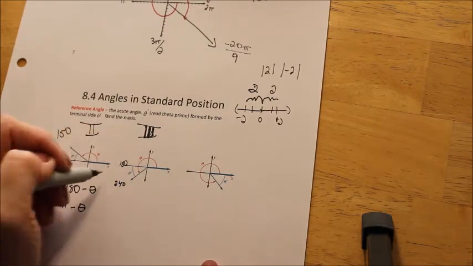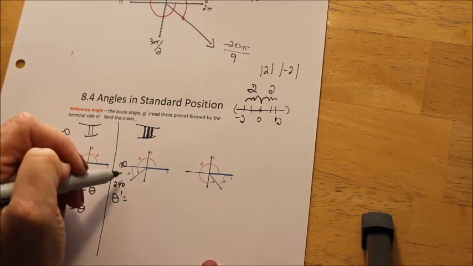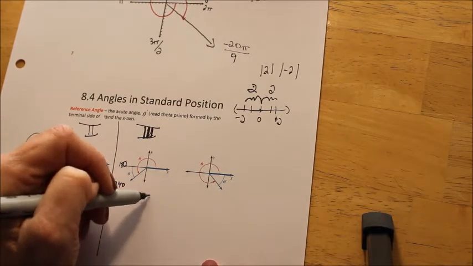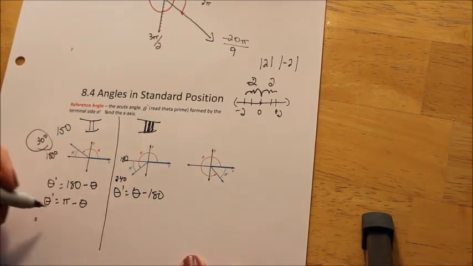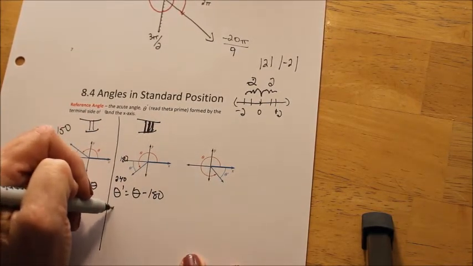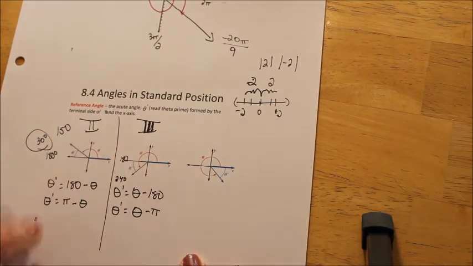So if you're in quadrant 3, the formula to find your reference angle is whatever your angle is minus 180. Okay? Or if you're talking about radians, it's going to be whatever it is minus pi.